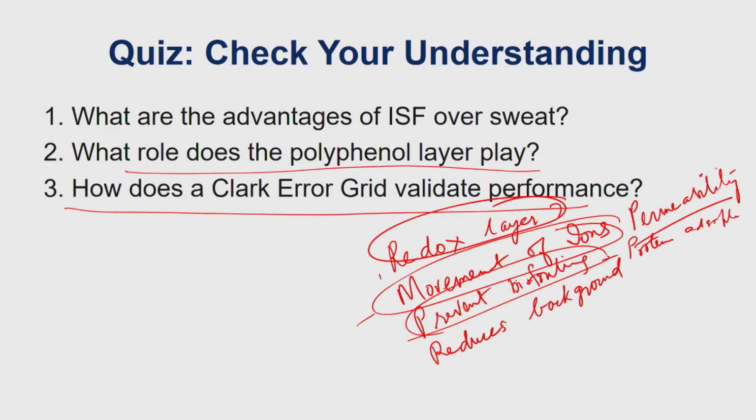Concentration. Concentration versus what? Blood concentration, I guess. Accuracy over time? I barely remember. It was in Khalid's lecture, accuracy over time. What happens in Clark grid error? So if I asked you to make a Clark grid error, I'll draw it for you.